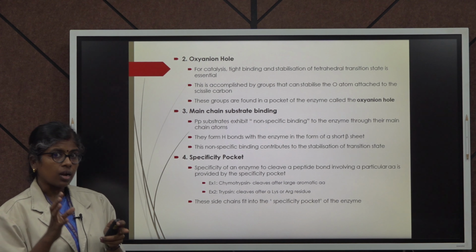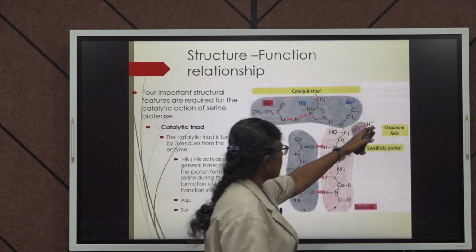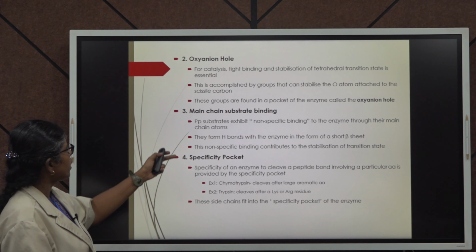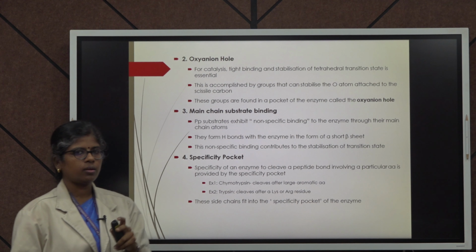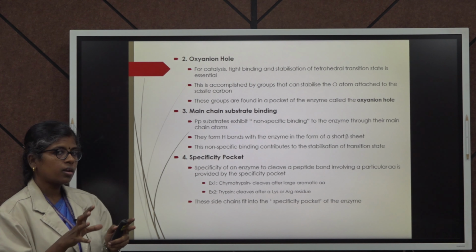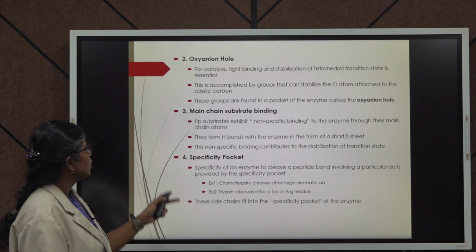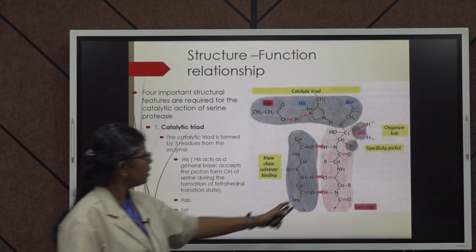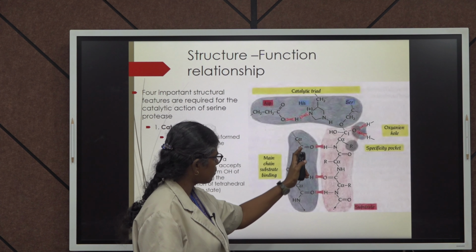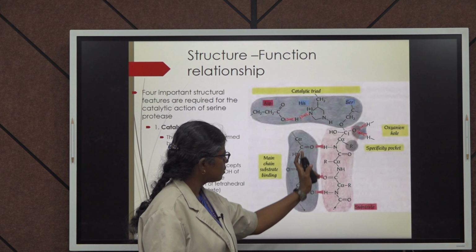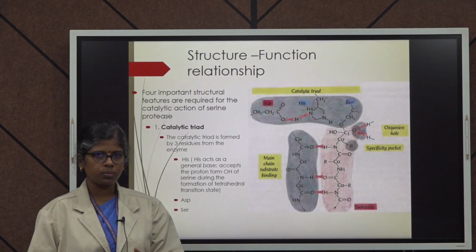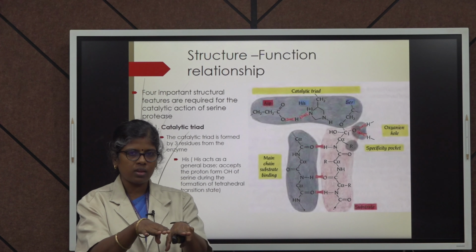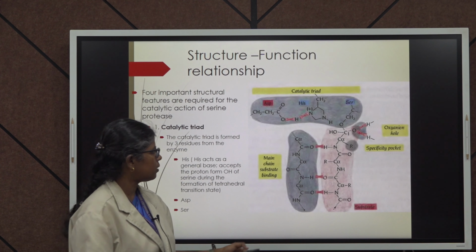Because the tetrahedral transition state has to be stabilized, this oxyanion hole gives a kind of correct electrostatic environment for the stabilization of the oxygen atom, and that is how this tetrahedral transition state is stabilized by the enzyme. Third one is main chain substrate binding. This is actually non-specific binding, where this is the substrate's main chain and this is our enzyme's main chain, and they interact irrespective of whatever R group is present in the substrate. The main chain interacts, thereby aligning the substrate along with the enzyme exactly for the scissile bond to be cut.